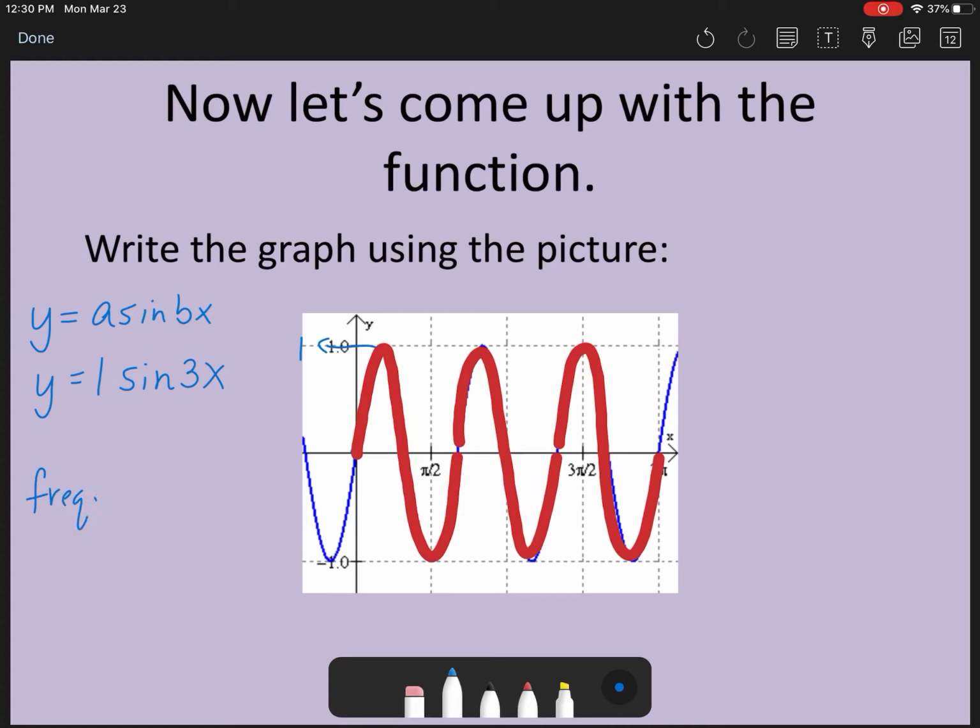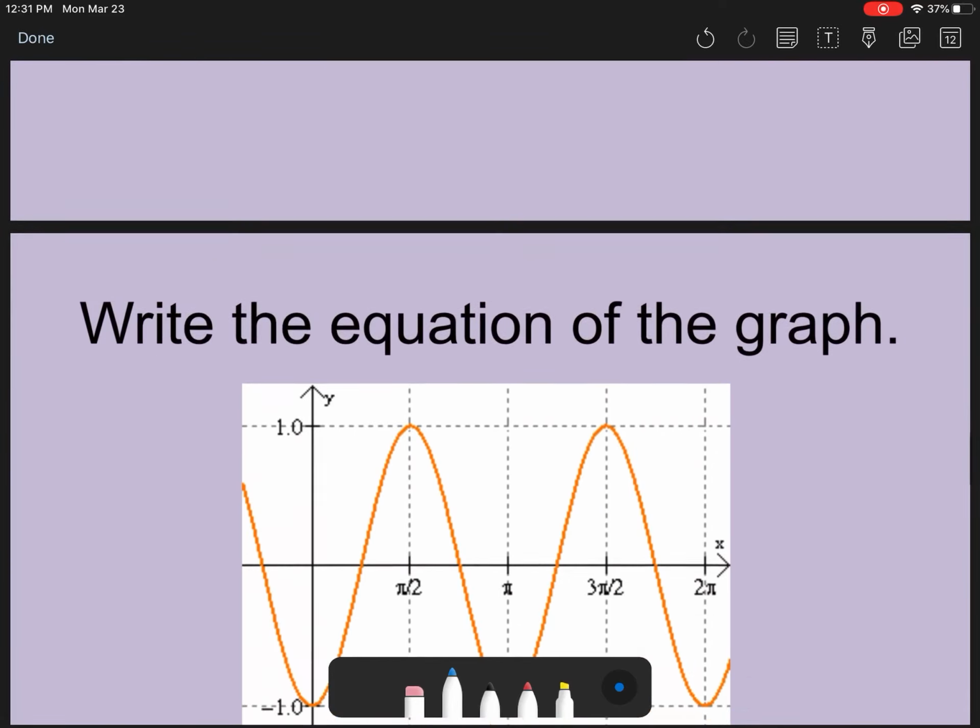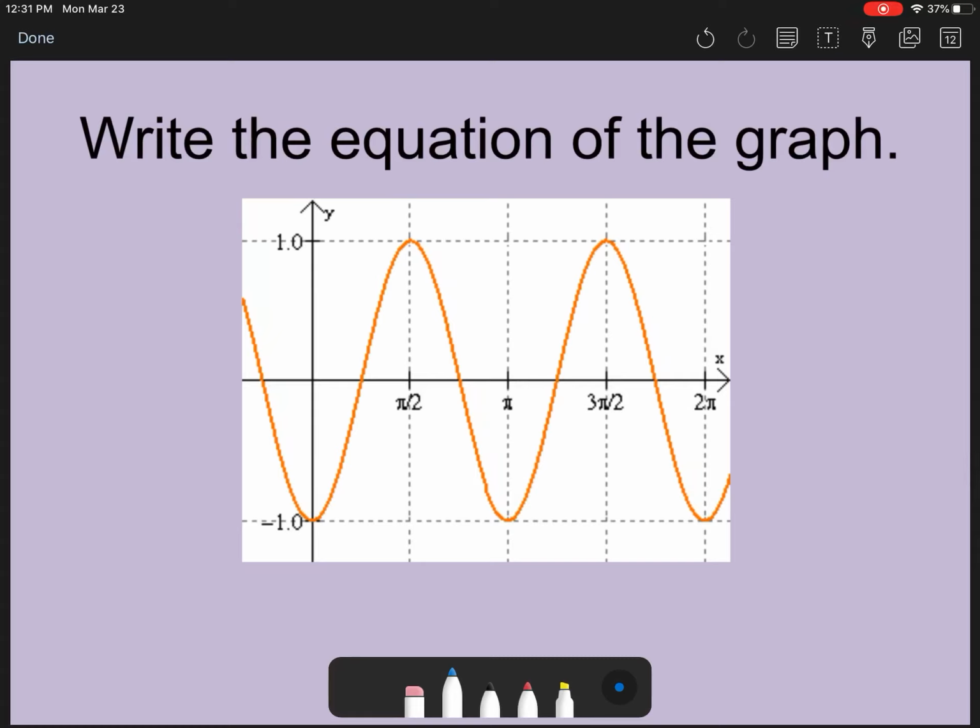And for the frequency, if we needed to come up with the frequency, remember it's 2 pi divided by the period. This should be period. The period is equal to 2 pi divided by the frequency. So 2 pi over 3.